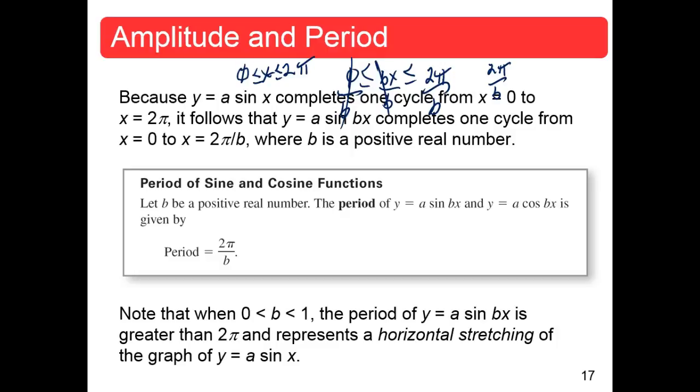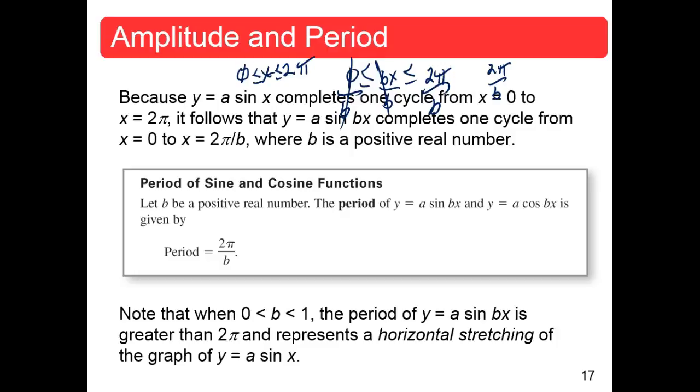So notice that when b is anything between 0 and 1, in other words, a small number less than 1, if you divide by a small number, that makes your period a larger number, something bigger than 2 pi. That would be a stretch. But if your b is a large number, dividing by a large number actually makes the period smaller, so that's a shrink.